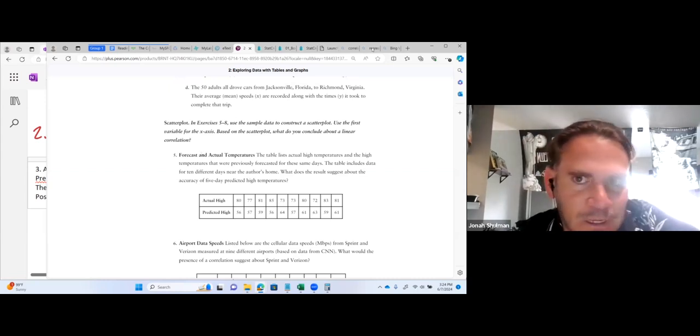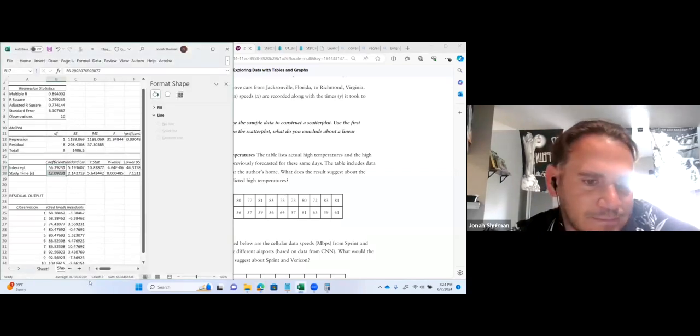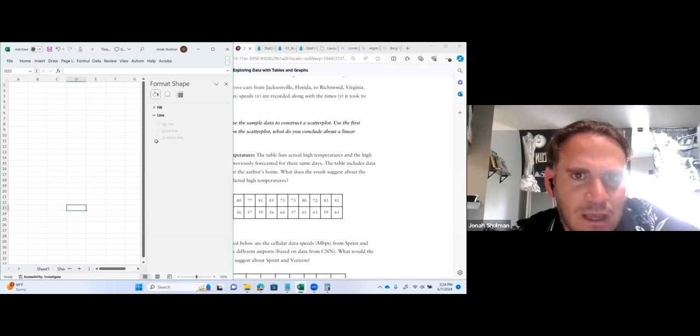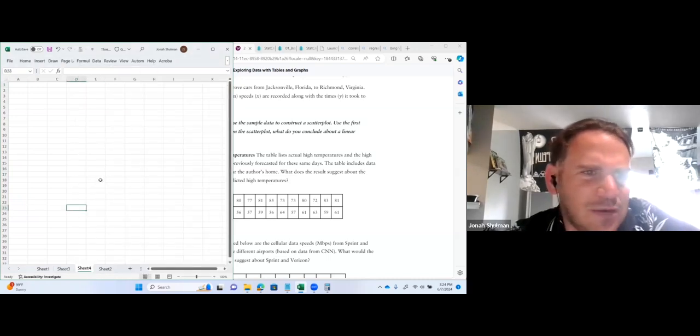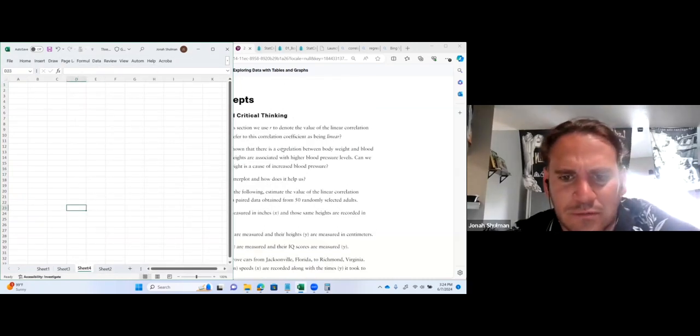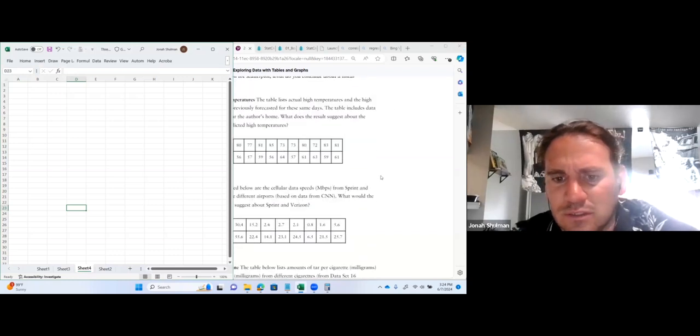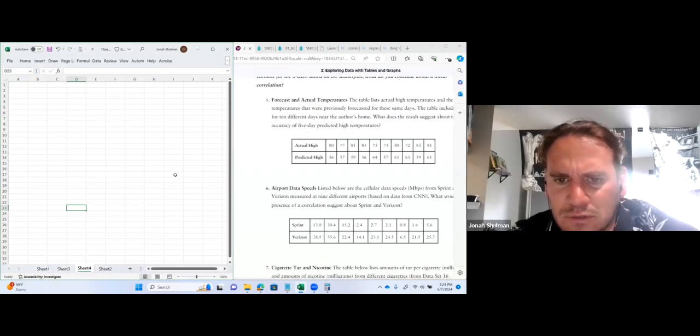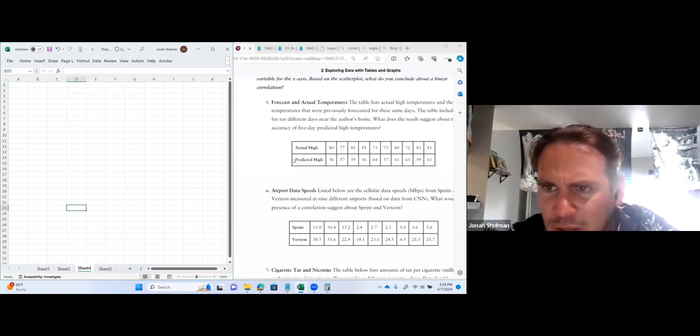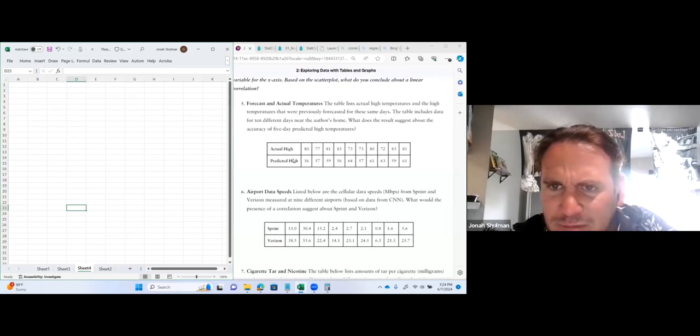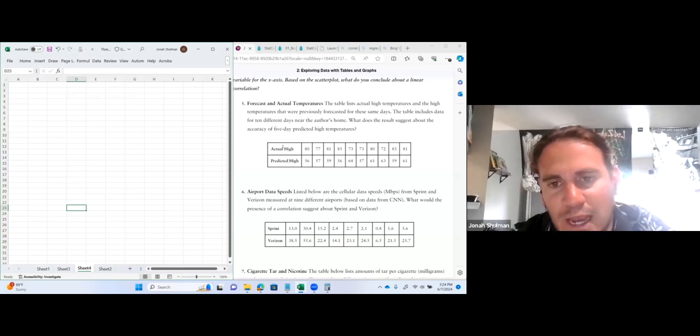I feel like I use them both, but I'll use this one just for the fun of it. I just like Excel better. I didn't think I would. I thought StatCrunch would be the one to use, but I guess I just like Excel better. So we've got number 5, actual high and predicted high, since it's weather.